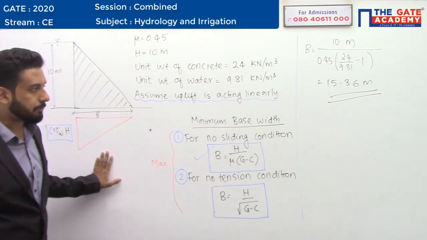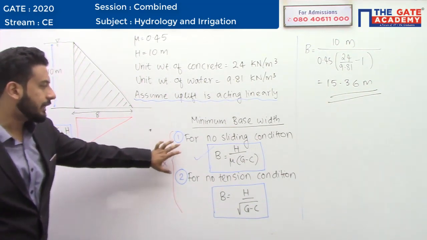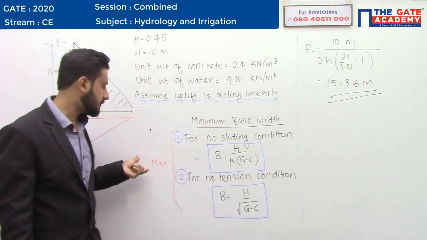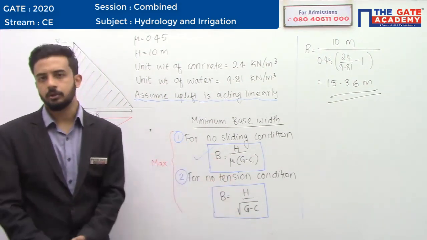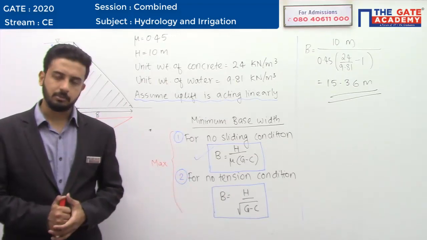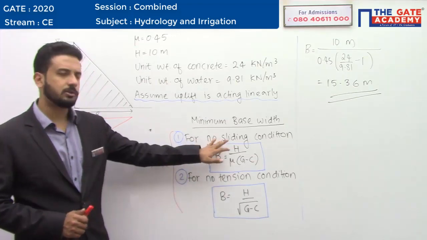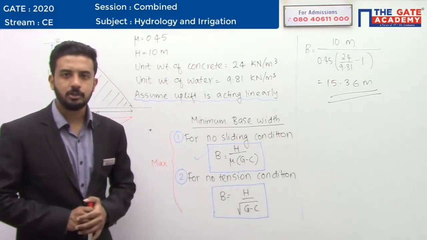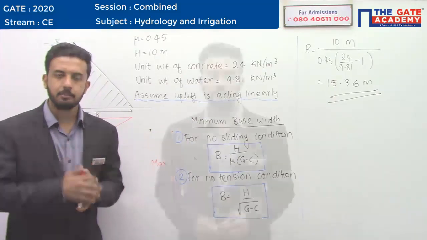Always remember, properly substitute the C value. And in case they are not mentioning any condition, calculate both, and whichever is your maximum, that is going to be your final value of minimum base width. Here, since they have asked only for sliding, we are calculating only for sliding. Hope you understood. Don't make any mistake next time.